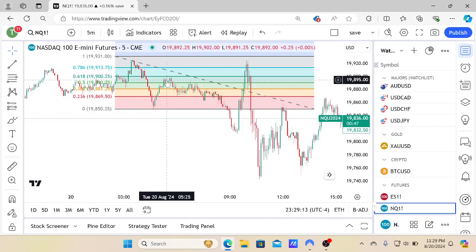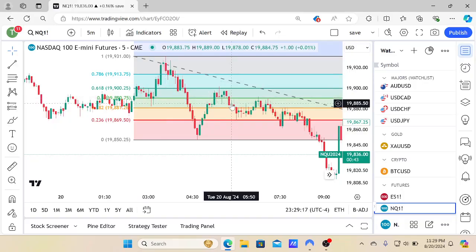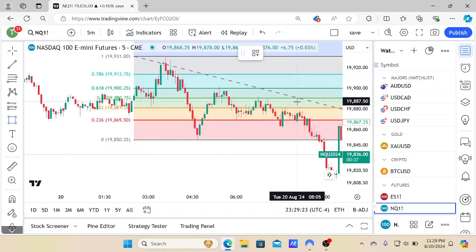And then look right here. I want you to pay close attention. Look right there. So do you got a fair value gap in there? Look right here. I'm going to draw it on the chart for you.